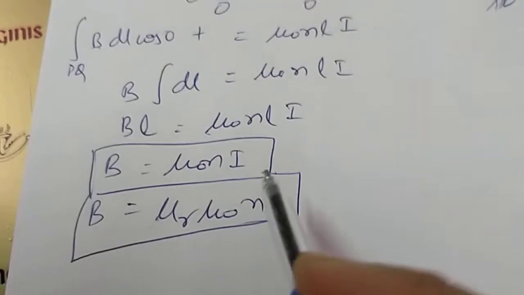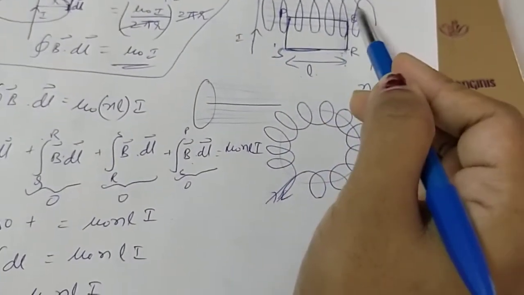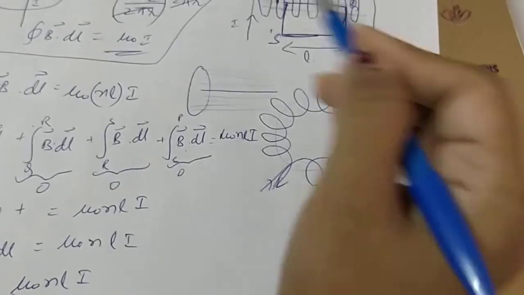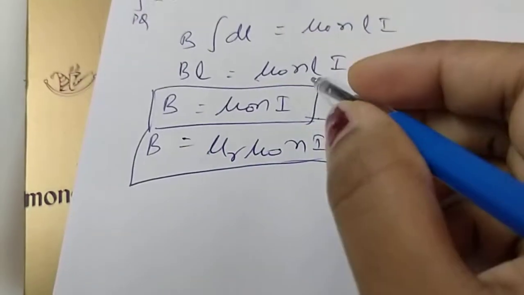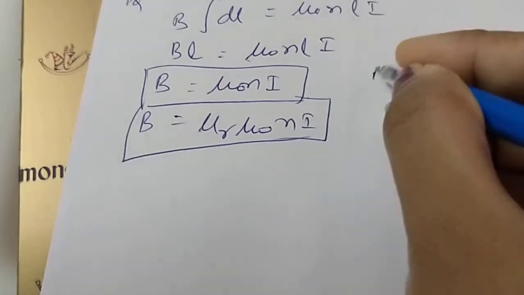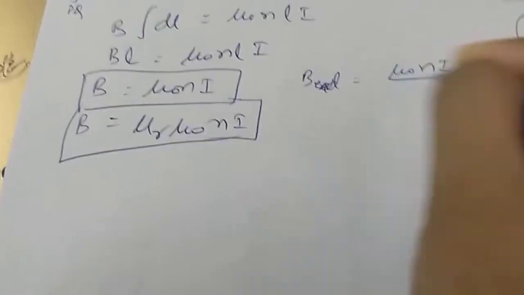Now, children, this is the magnetic field and it is uniform, as I told you. But as you go to the end of the solenoid, the magnetic field lines move away from each other and their strength decreases. So at the end, the magnetic field becomes half of the magnetic field inside. So at the end, the magnetic field will be μ₀NI/2.